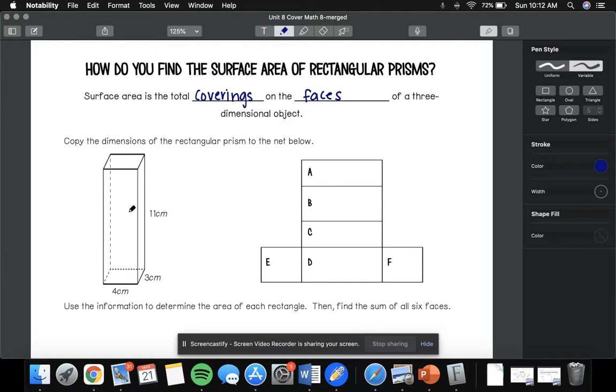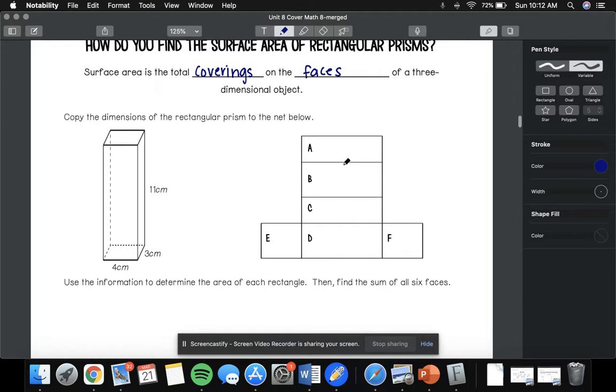So we have this shape. It's a 3D shape. It's a rectangular prism. Okay. And we basically unfolded it like if it was carpet. And we are going to basically figure out how much cardboard we would need.